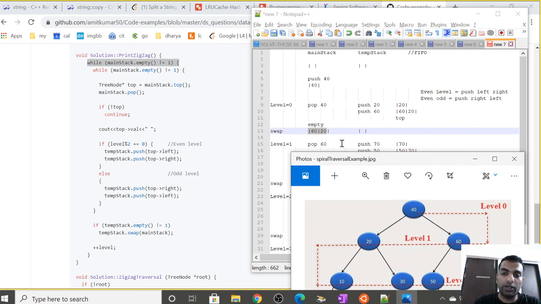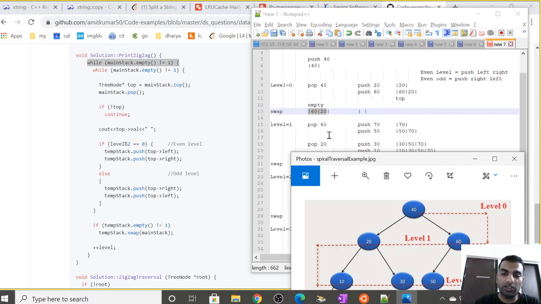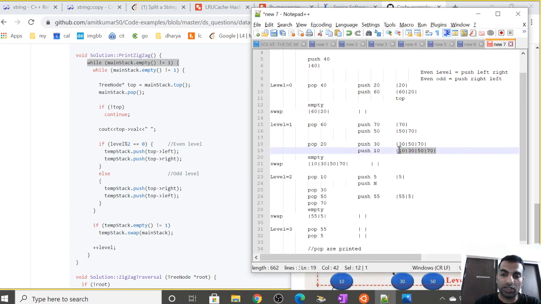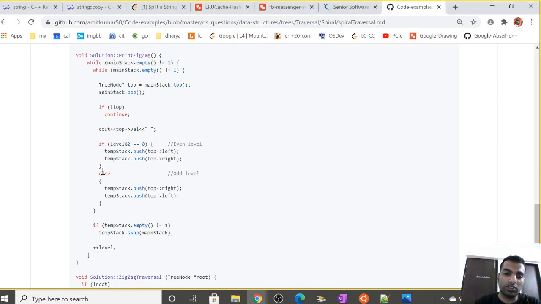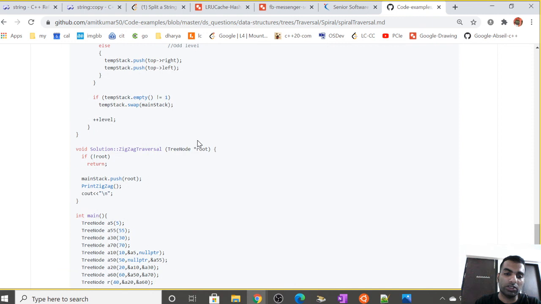So let me just show you. We are going at 60, the right of 60 is 70, then left is 50, so both the entries will be there, and then the right of 20 is 30, and then the left is 10. So the stack will be formed something like this. Now since we only had two entries on the main stack, it will become empty in two iterations of the while loop, and then we'll again swap. So this is how the logic actually works.